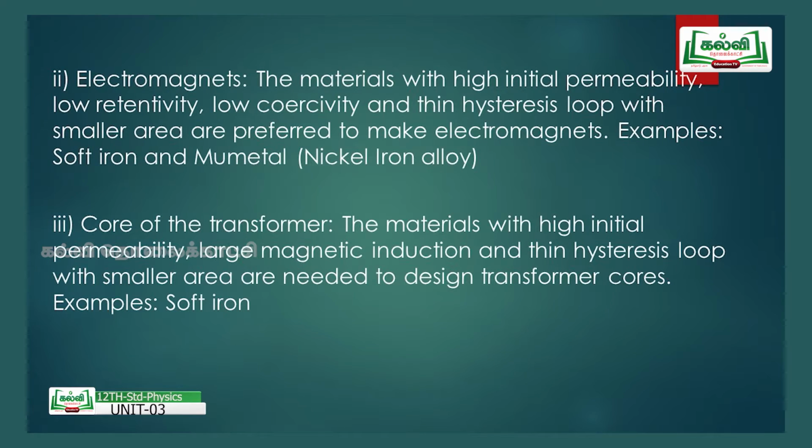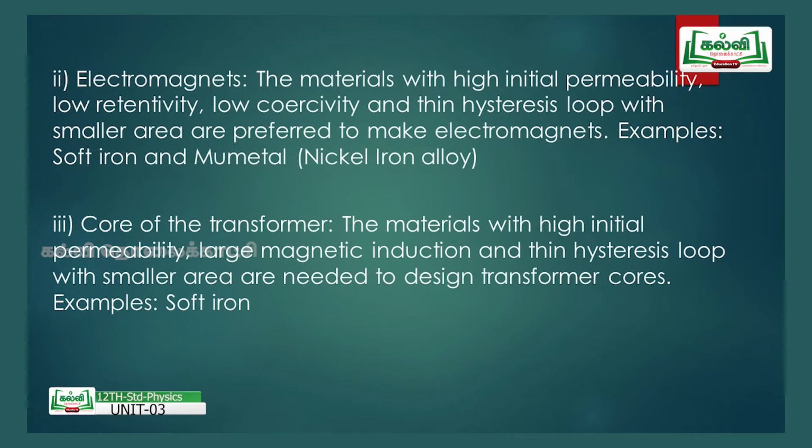The next one is for electromagnet. What are the properties needed to make an electromagnet? That also we get from hysteresis. The material must have high initial permeability, very high, and the retentivity and coercivity must be very low. Then a thin hysteresis loop. We have studied the hysteresis loop, a graph. So, a thin hysteresis loop with smaller area is preferred for electromagnets.